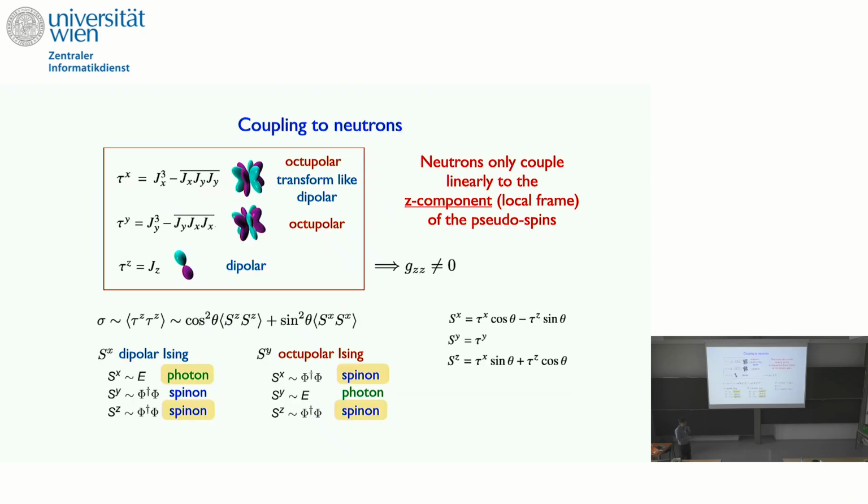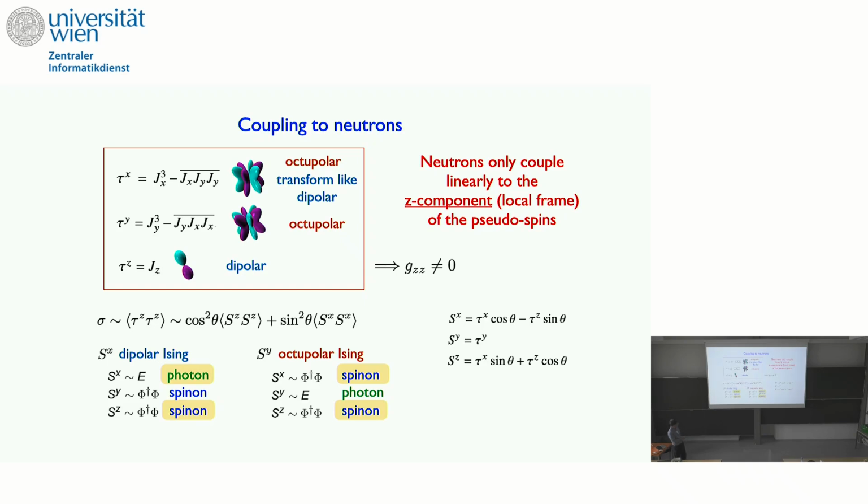So one thing I'd like to emphasize is that if you're talking about coupling to the neutron, in terms of original degrees of freedom, the neutron will only couple to the dipolar degree of freedom. The g-factor for this degree of freedom will be finite. So this will be a neutron scattering cross-section, but in the new pseudo-spin language, both X and Z couple to the neutron. And depending on which Ising coupling is dominant, there are two possibilities.